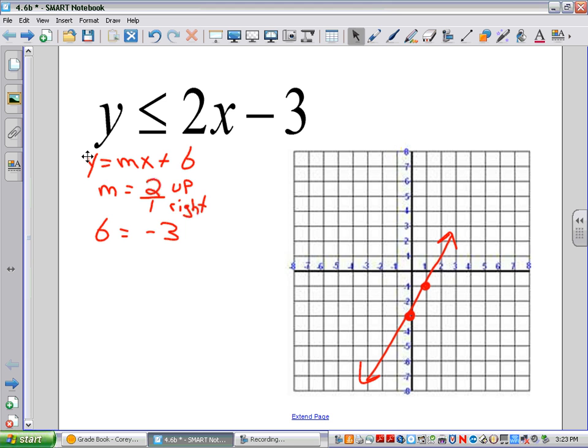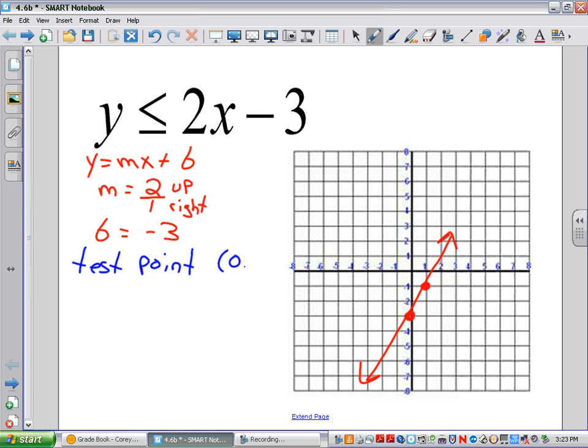But here's the tricky part. Here's the next part to this. We need to shade. Remember, you're shading. You're going to shade either to the left of that line or to the right. You just can't pick a side. You mathematically have to determine which side to shade. And we do that by using what I like to call a test point.